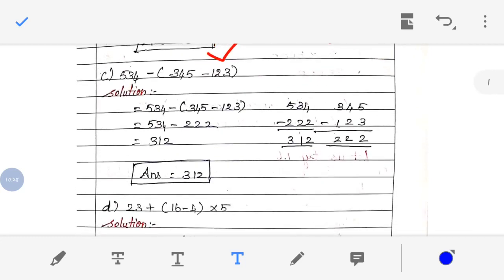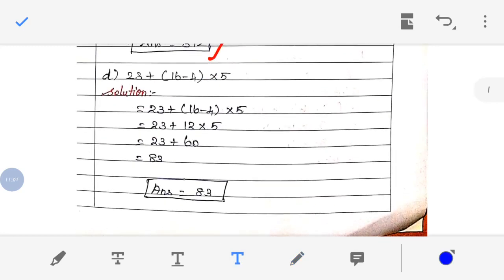Subdivision third, question number C. Here the question is 534 minus (345 minus 123). First you have to do the brackets. So 345 minus 123, the value is 222. Now we have to do 534 minus 222. If you subtract that, you will get the value 312. That will be the answer. Let's move on to the next one.